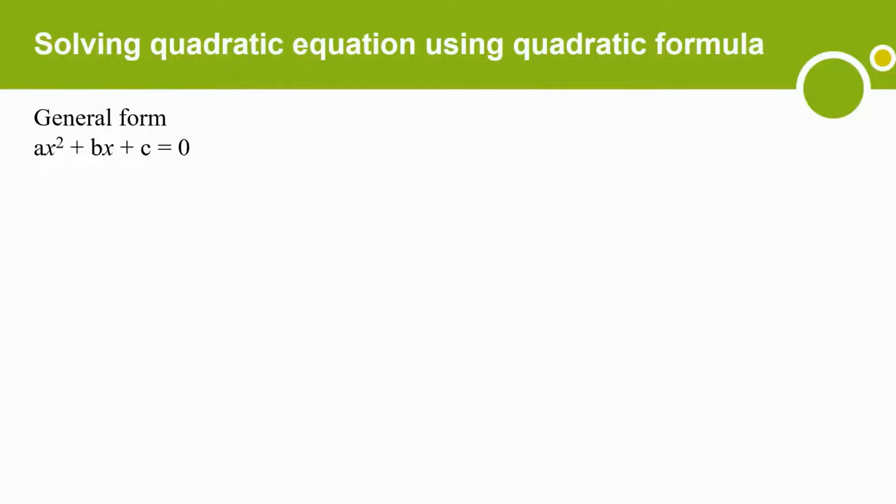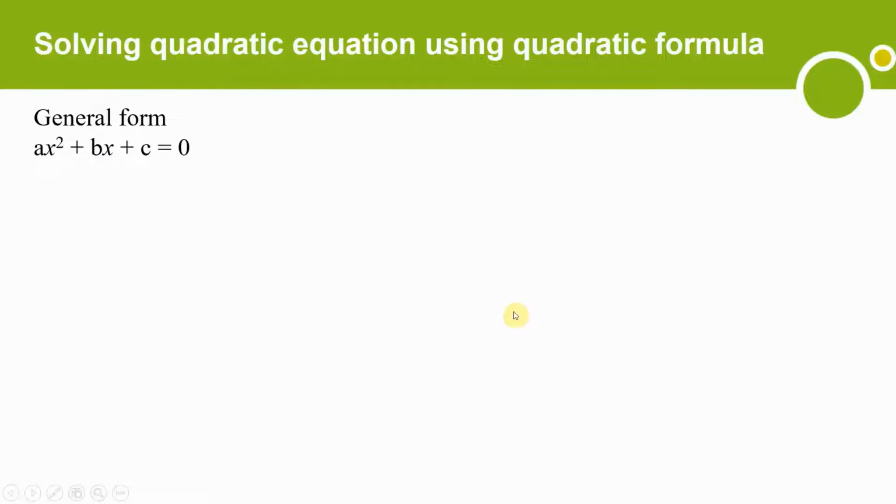Hi everyone. For today's video, we are going to learn about solving quadratic equations using the quadratic formula. So let's just recap a little bit on the general form of a quadratic equation. When we solve any quadratic equation, it must be in this form: ax squared plus bx plus c equals 0. And these a, b, c, they are numbers.